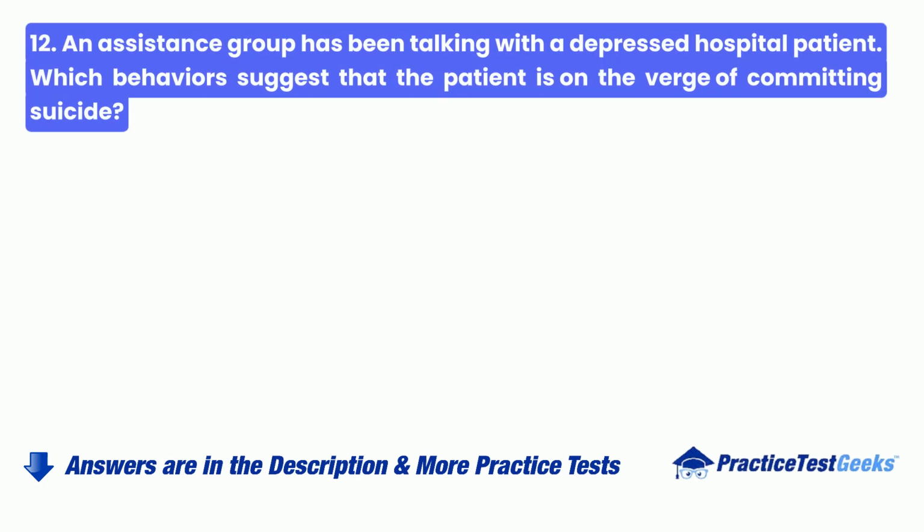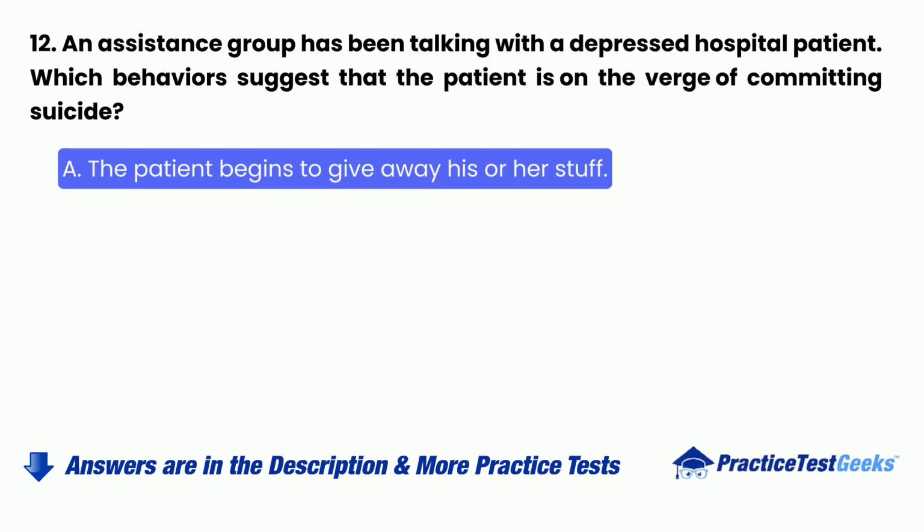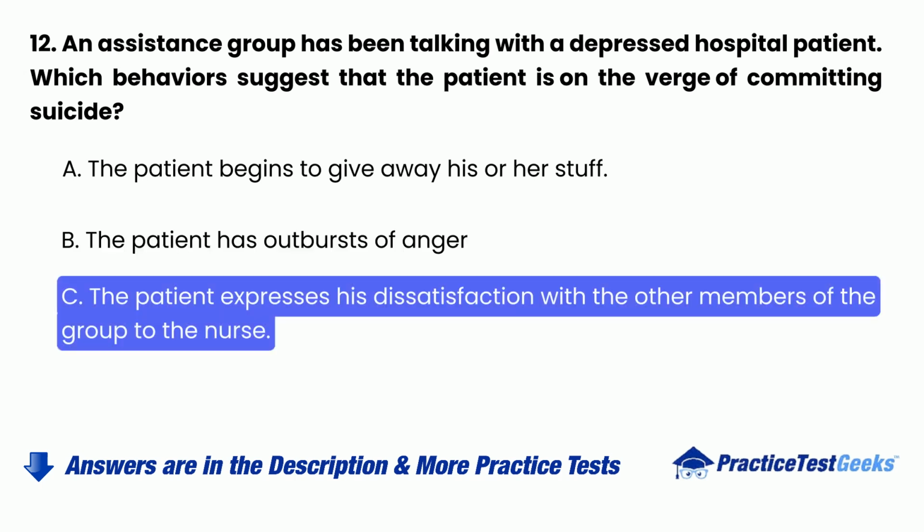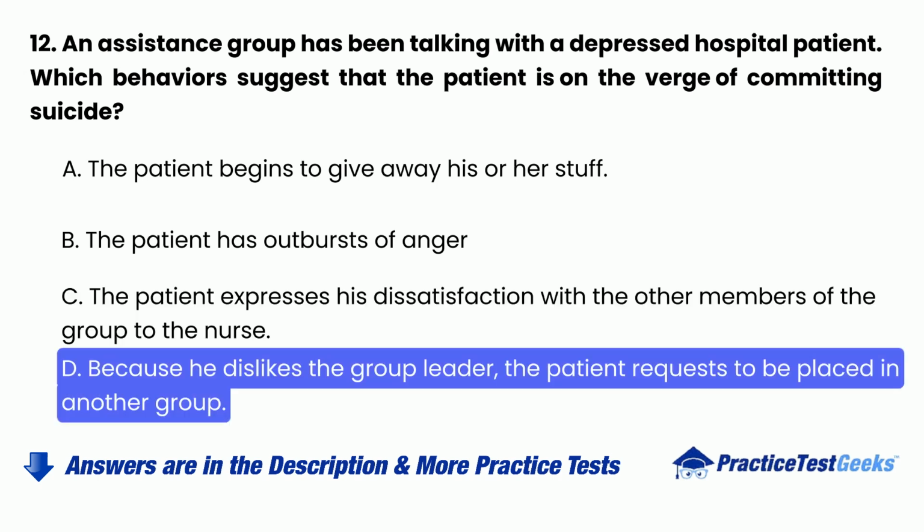12. A support group has been talking with a depressed hospital patient. Which behaviors suggest that the patient is on the verge of committing suicide? A. The patient begins to give away his or her stuff. B. The patient has outbursts of anger. C. The patient expresses his dissatisfaction with the other members of the group to the nurse. D. Because he dislikes the group leader, the patient requests to be placed in another group.